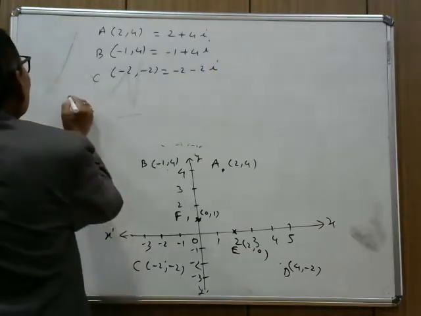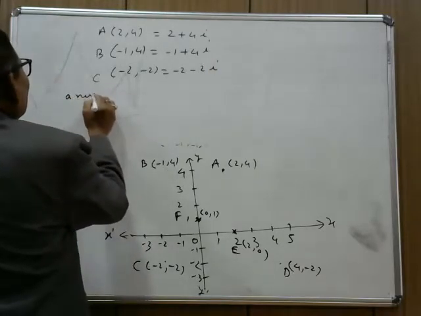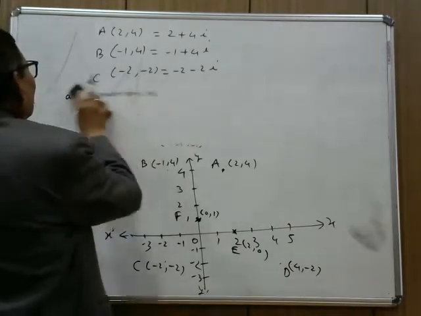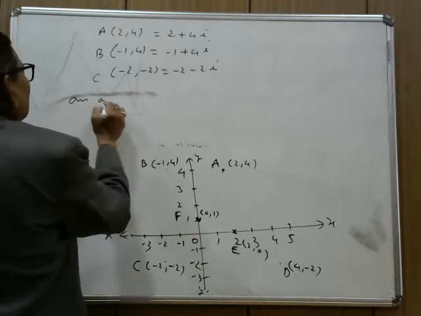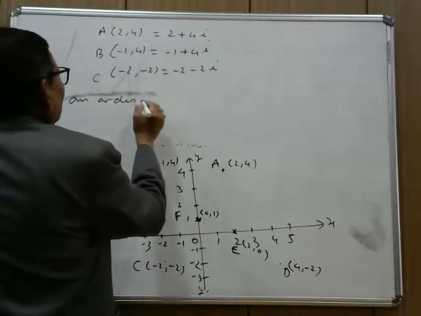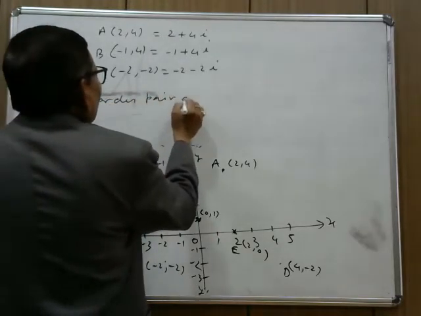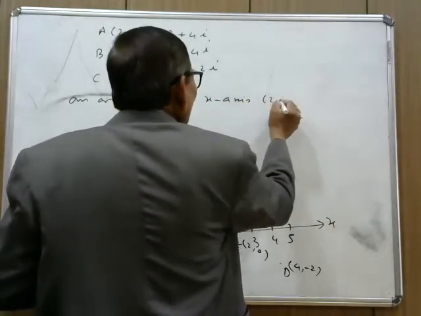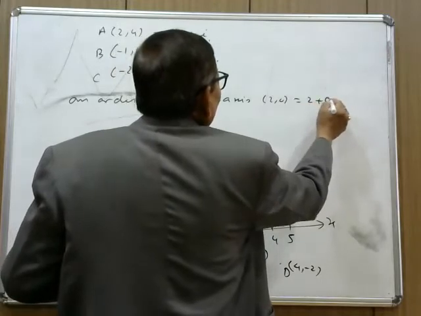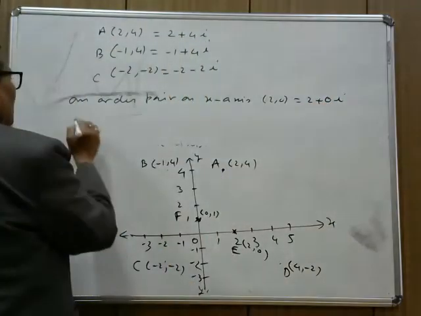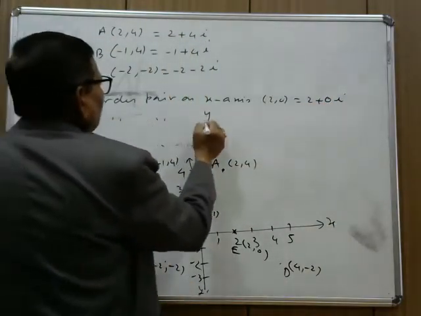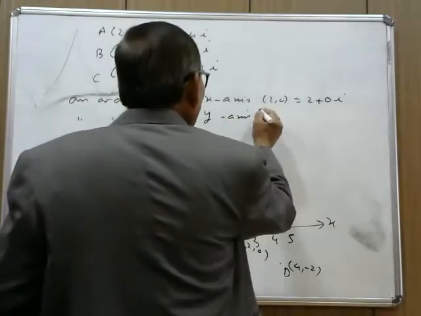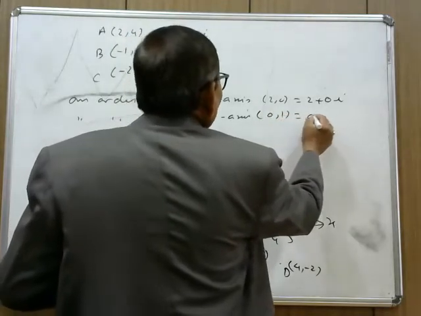A number, an ordered pair on the x-axis, that is (2, 0), is of the form 2 plus 0i, and an ordered pair on the y-axis, that point (0, 1), is 0 plus i.